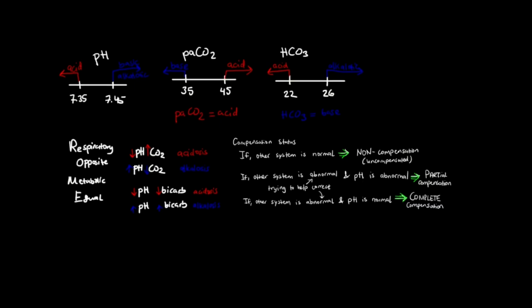If the other system is abnormal and the pH is normal, this tells us that we are completely compensated, meaning the other system being abnormal is trying to help, and the pH being normal means that the other system was able to help stabilize the situation for the pH to be normal. So it's fully compensated. Now let's jump into the problems.